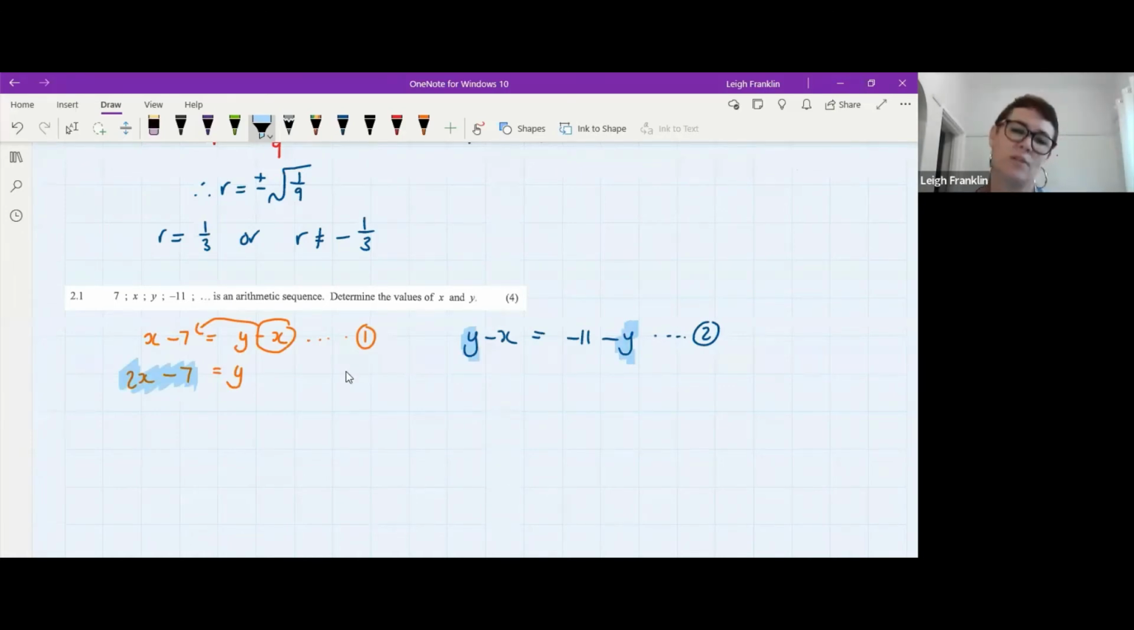There are so many ways in which we can solve simultaneously. If you want to do it by elimination, you can do it by elimination. If you want to do it by substitution, you can do it by substitution. I think what I would probably do at this point is just go ahead and substitute. So in place of this y over here, I'm going to write 2x minus 7. Then I'm going to bring down my minus x equals minus 11 minus, and then in place of my y, I'm going to use brackets, and I'm going to put in that 2x minus 7.